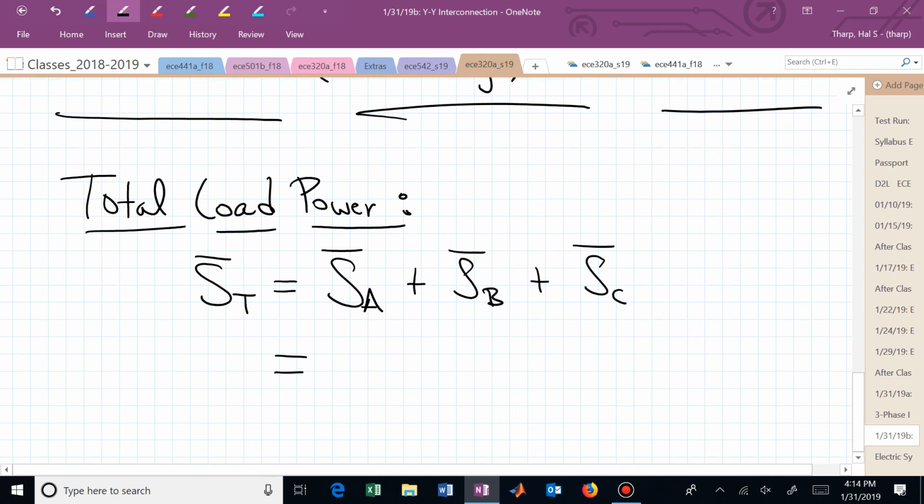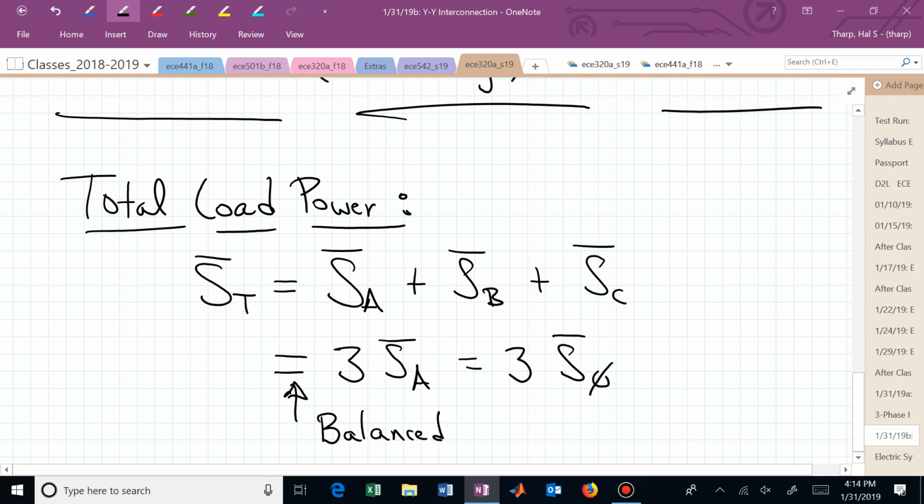And if our load is balanced, if our system is balanced, then in fact S sub A is equal to S sub B is equal to S sub C, and a lot of times we will just call that our complex phase power, S sub phi.